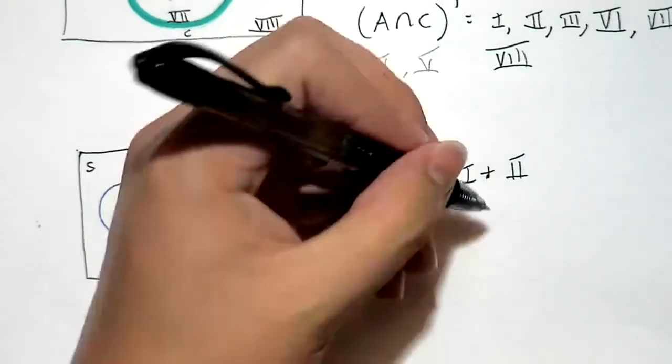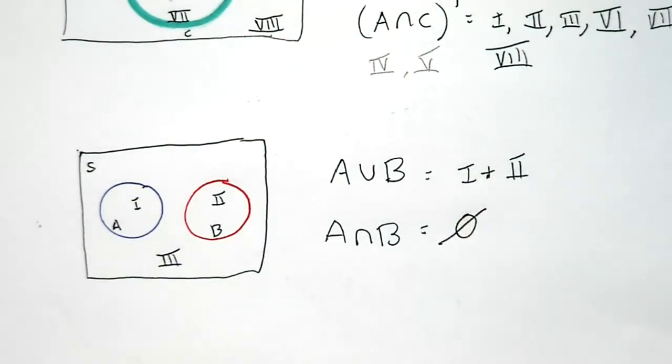There is no intersection. So if there is no intersection, we call this an empty set. It's a zero with a diagonal line over it. It's not really zero, the number. It just means nothing. Empty set. If you're writing it in LaTeX or Word, just use \emptyset, and it'll give you that symbol.